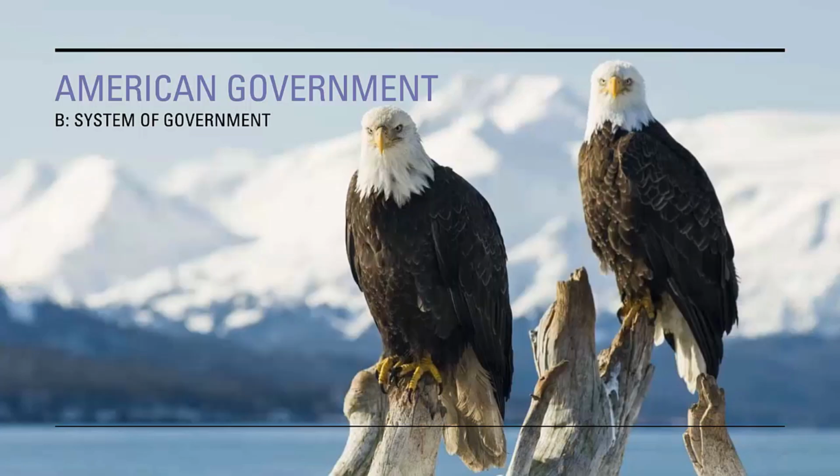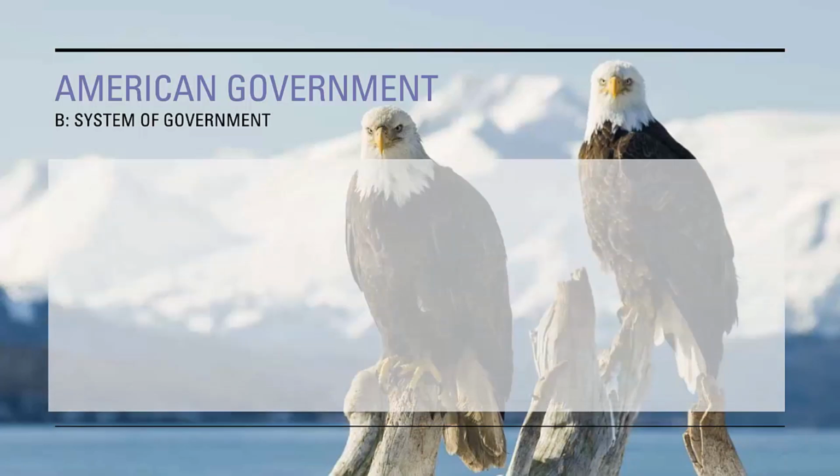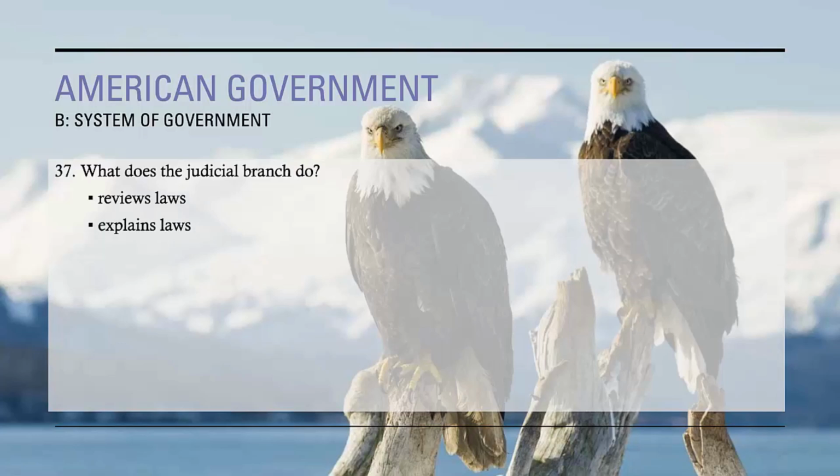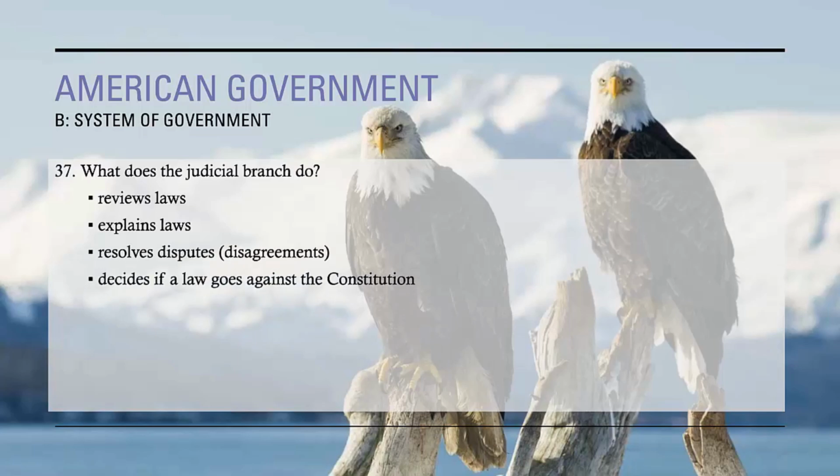Question number 37. What does the judicial branch do? They review laws, explain laws, resolve disputes and disagreements, and decide if a law goes against the Constitution. Question number 38. What is the highest court in the United States? Answer: the Supreme Court.